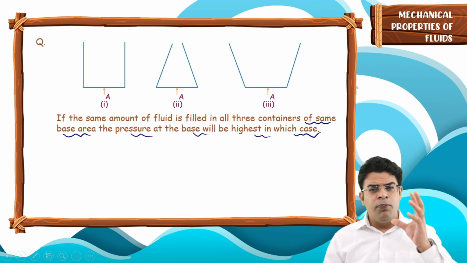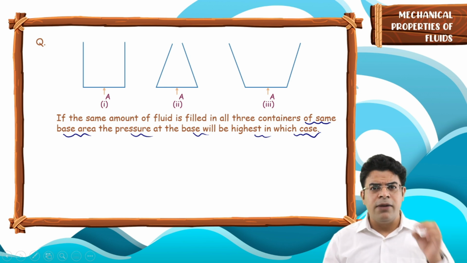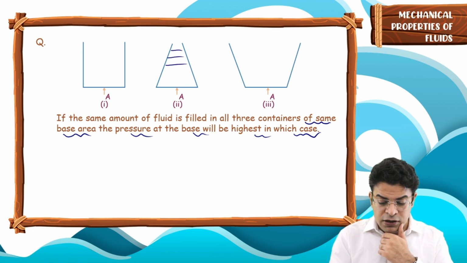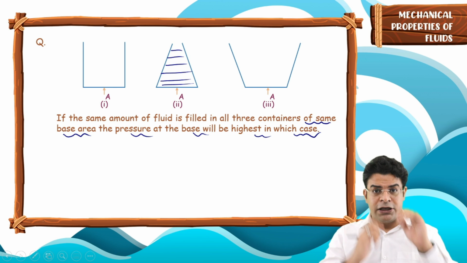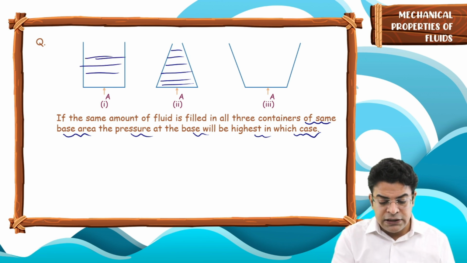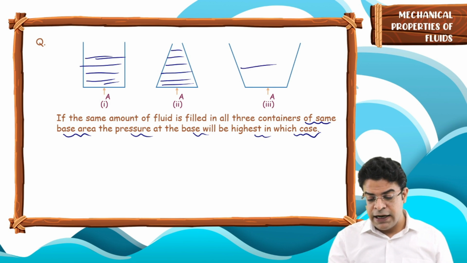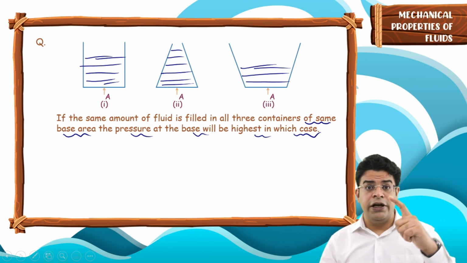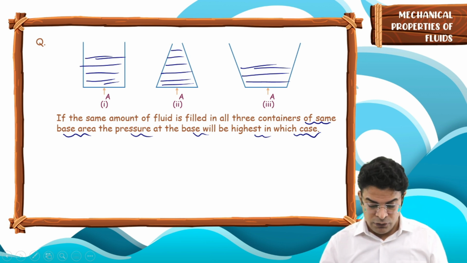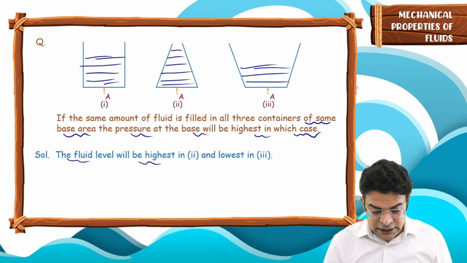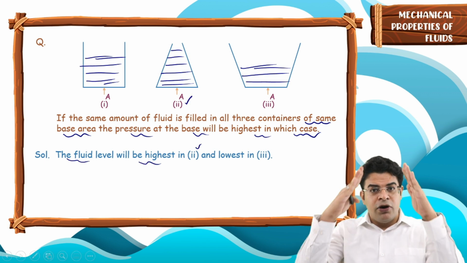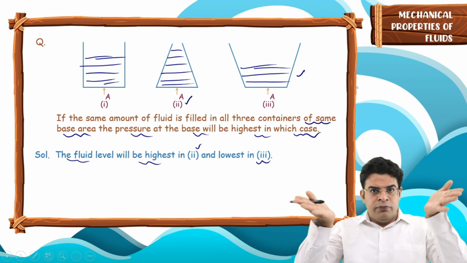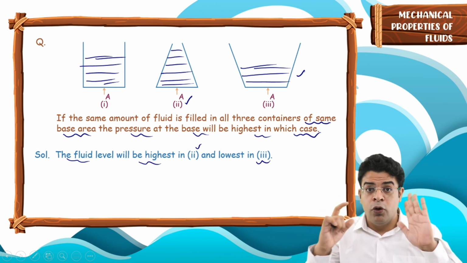If you are pouring in the same amount of fluid, tell me in which case the height of the fluid will be greatest. Here, when you have got the funnel shape for the same base area, the height will be maximum. Then you will have the height in the case of the vertical cylinder, and the least height will be for this spread out container. The greater the height of fluid, the greater the pressure at the base. So the fluid level will be highest in case 2 because it is tapered as you go up, and lowest in case 3 because it has a broad frame, so less height of fluid for the same amount of fluid.